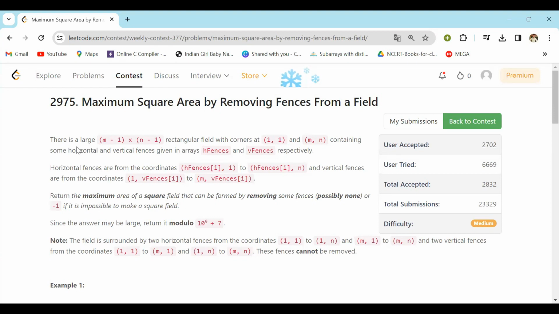Horizontal fences are from the coordinate... Okay. So they are given some coordinates basically, and they are saying these are the horizontal fences and similarly vertical fences. Okay. Return the maximum area of a square field that can be formed by removing some fences, possibly none, or -1 if it is impossible to make a square field. Okay. Since the answer may be large, return it modulo. Okay, fine.